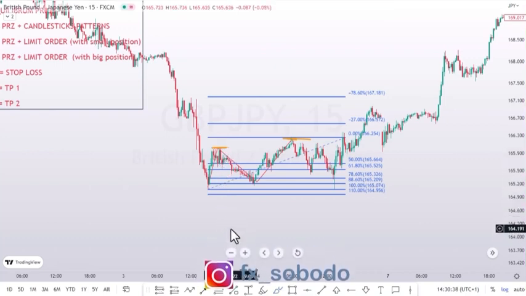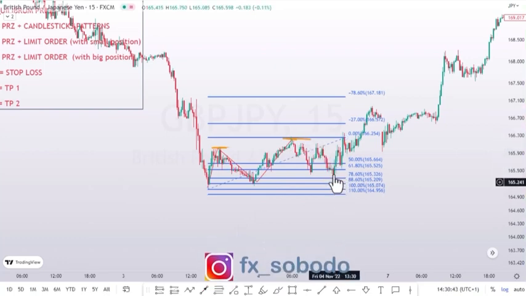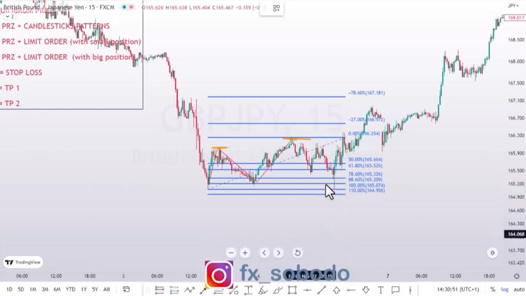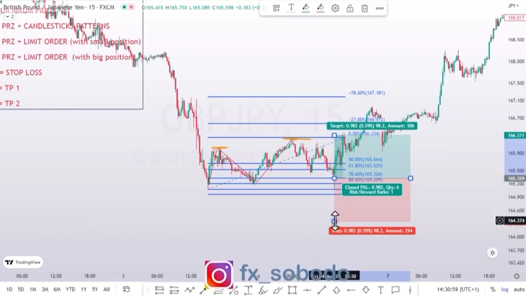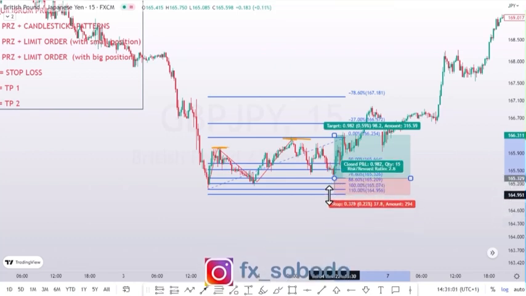So if the market retraces, we're expecting the market to retrace into one of these zones. Let's say you buy at 78.6 and this is your stop loss at this level.